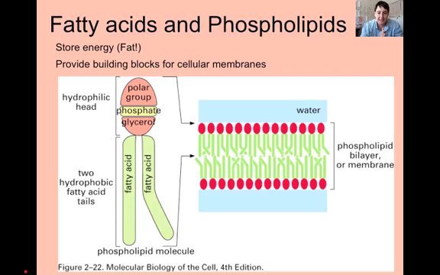Tightly packed would not allow for anything to get in or out of cells, right? That would be completely non-permeable. So the kink in these tails is really important for having permeability or semi-permeability of the cell membranes. And we'll talk more about that later.